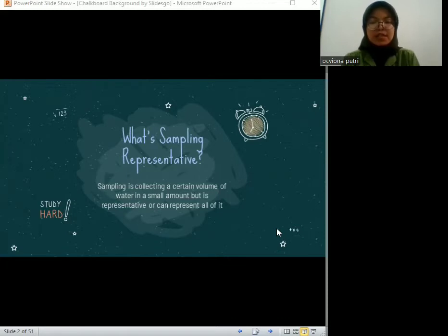It will lead to errors in making conclusions about the quality of the water body, which in turn will lead to further errors, namely mistakes in taking policies that will apply in the context of water quality management. The objective of water sampling is to collect a volume of water representing the quality of the water body to be investigated, with the smallest possible volume, but with the characteristics and composition still the same as the characteristics of the body of water.